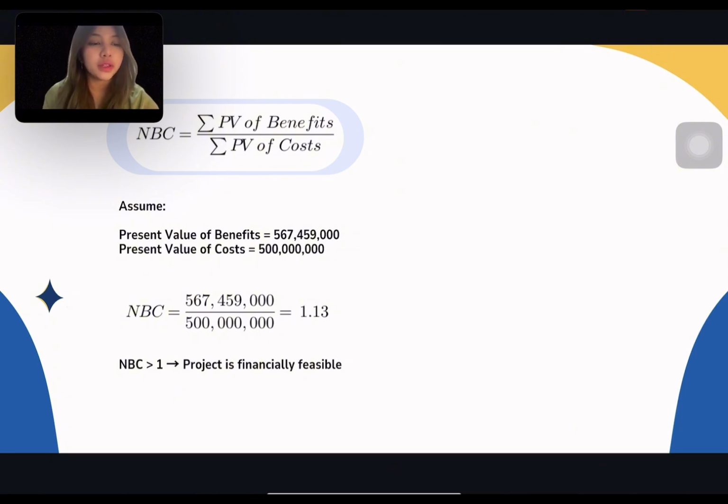The net benefit cost ratio tells us how much value we get for each unit of money invested. If the NBC is more than 1, it means that the benefits are greater than the cost. And like in our example, the ratio is 1.13, which means for every 1 unit of money invested, we gain 1.13 units in return. That indicates the project is a good investment.